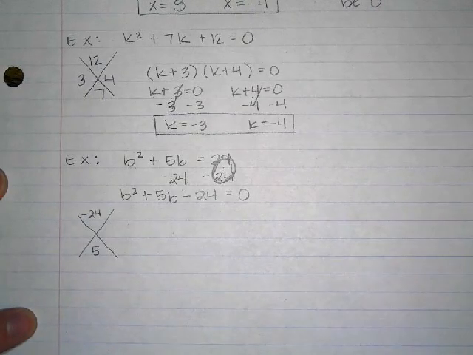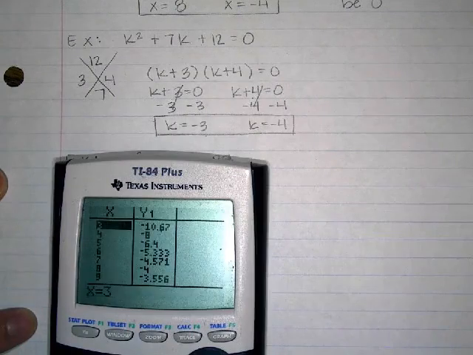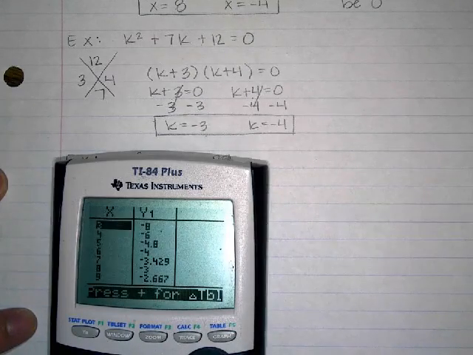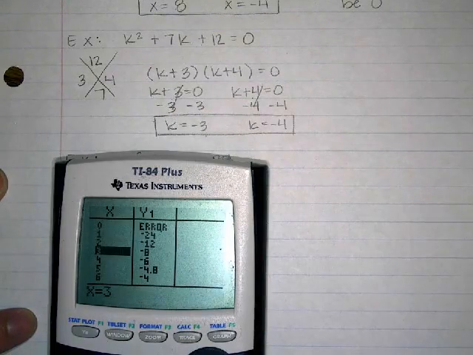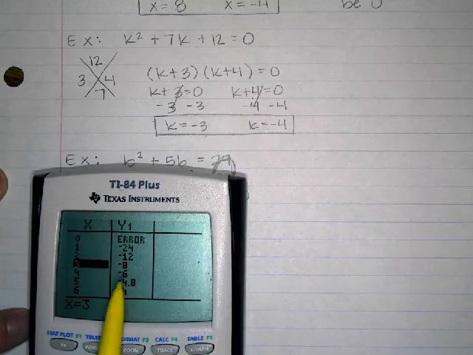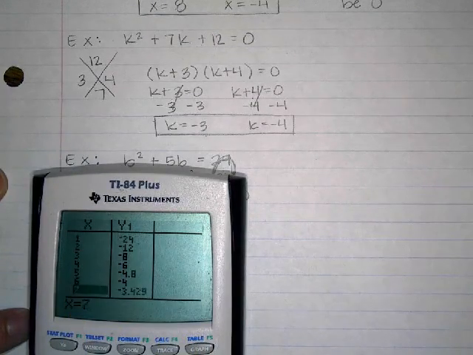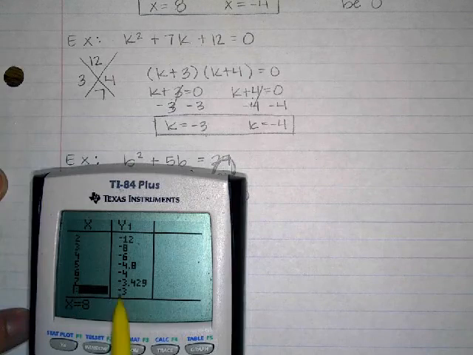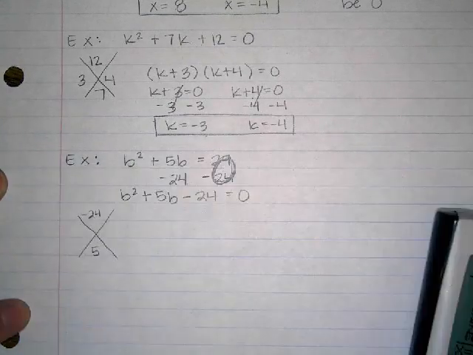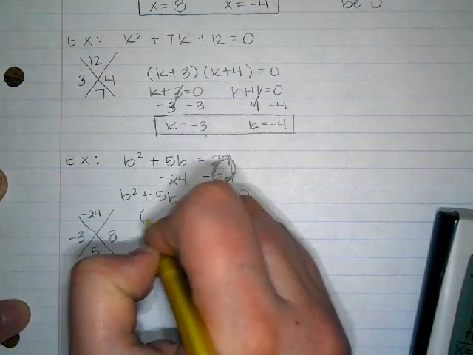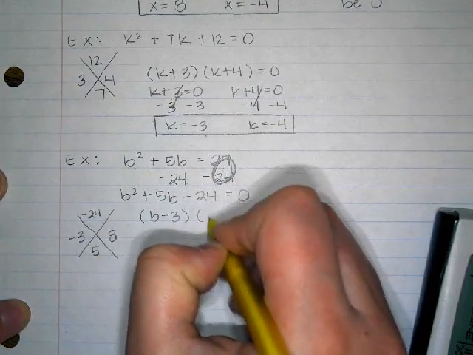So I'm going to do negative 24 divided by x. And Caitlin already found it. Negative 8 and 3. Oop, you're close. So the signs were wrong, is what Caitlin figured out. So it should be negative 3 and positive 8, yeah. Okay, so we're going to write b minus 3, b plus 8.